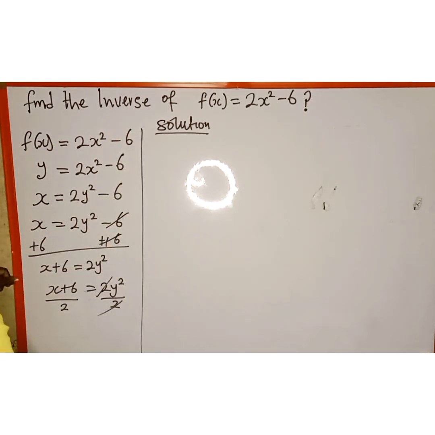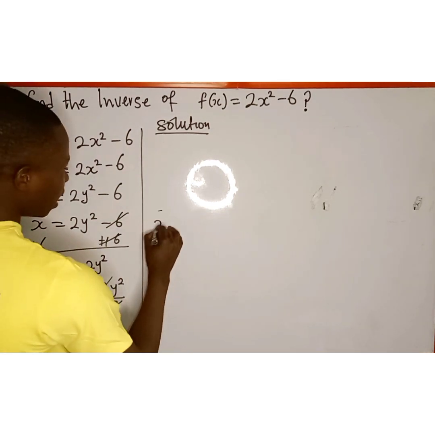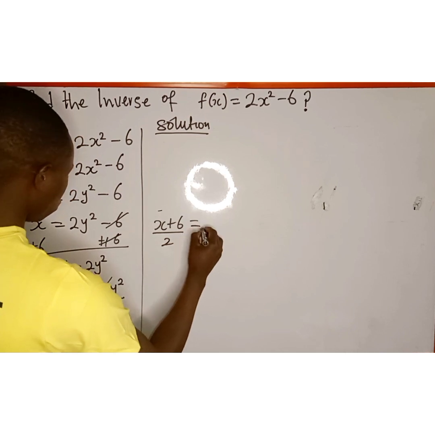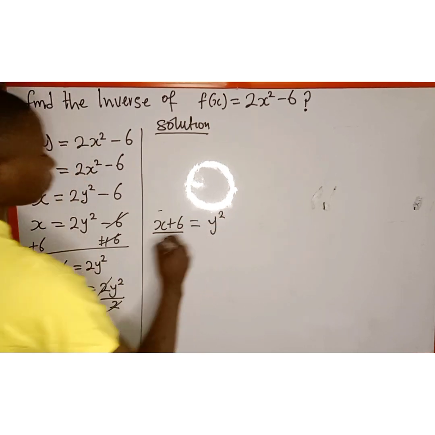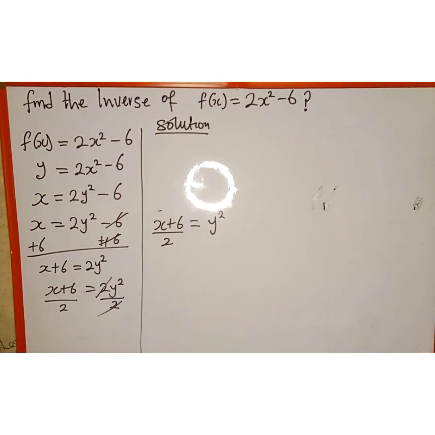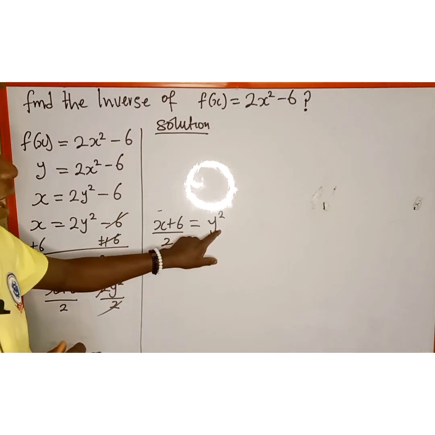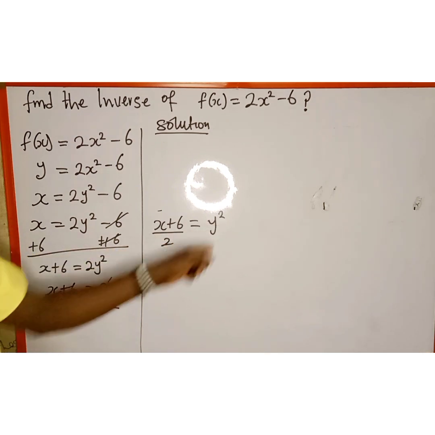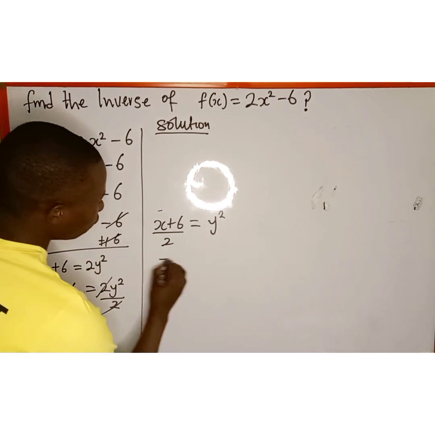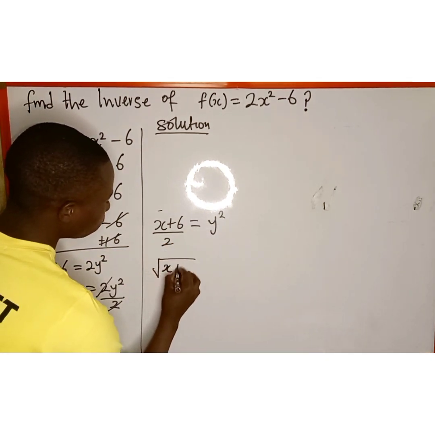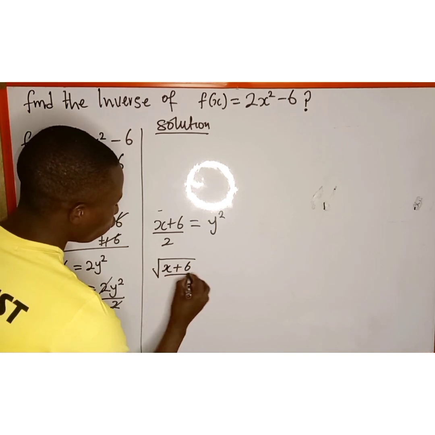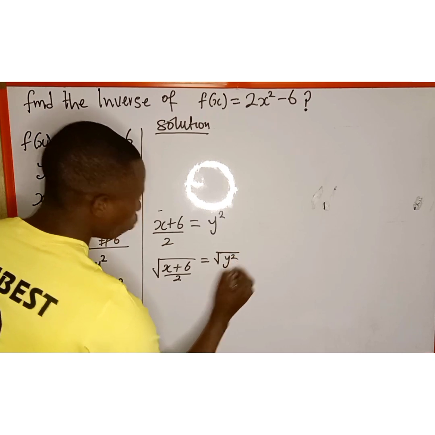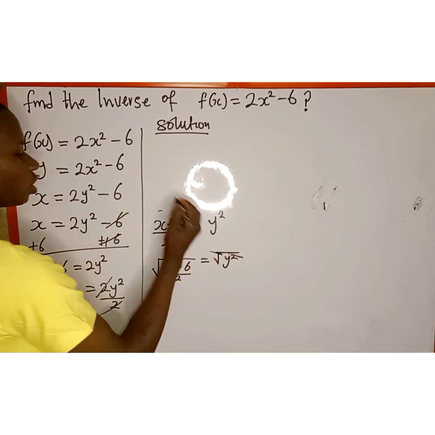So I'm left with s plus 6 over 2 is equal to y squared. So the next thing we are going to do here, since we are looking for the value of y, not y squared, we are going to take the square root of both sides so that we can eliminate this square. So I'll have square root of s plus 6 over 2 is equal to square root of y squared, so that this square will cancel this square root.